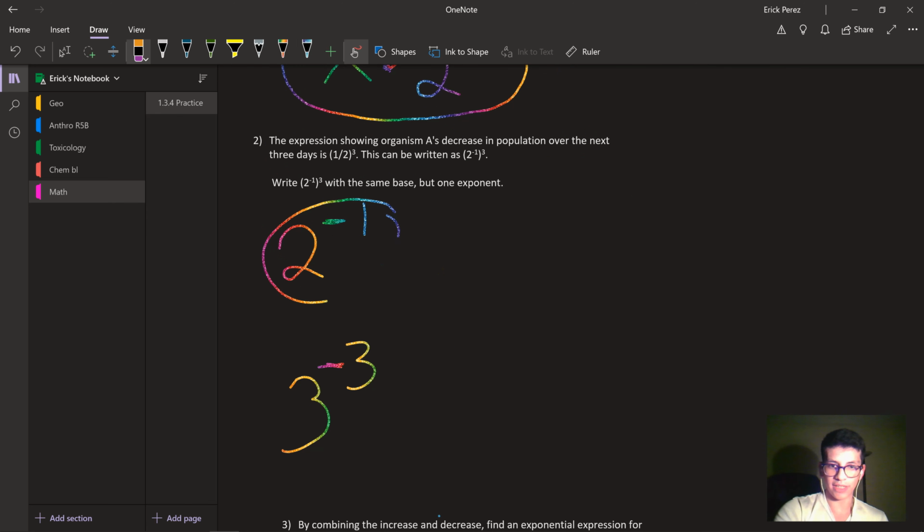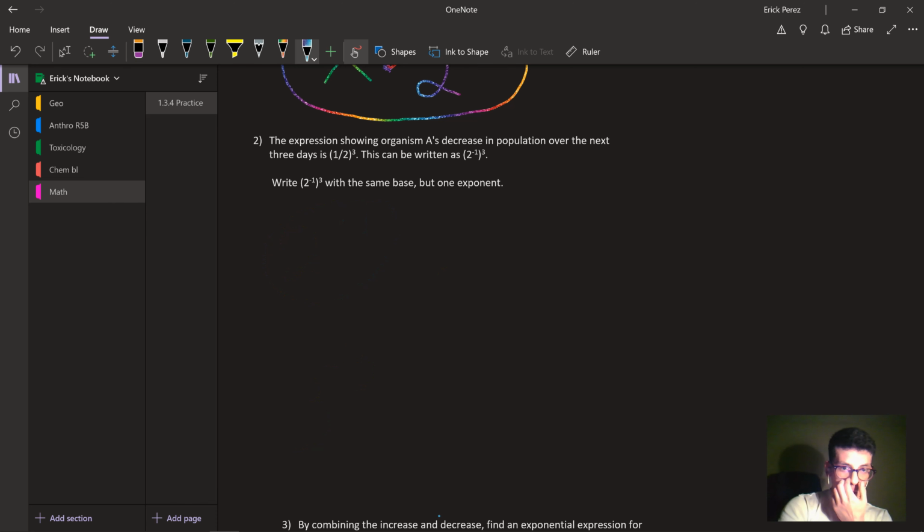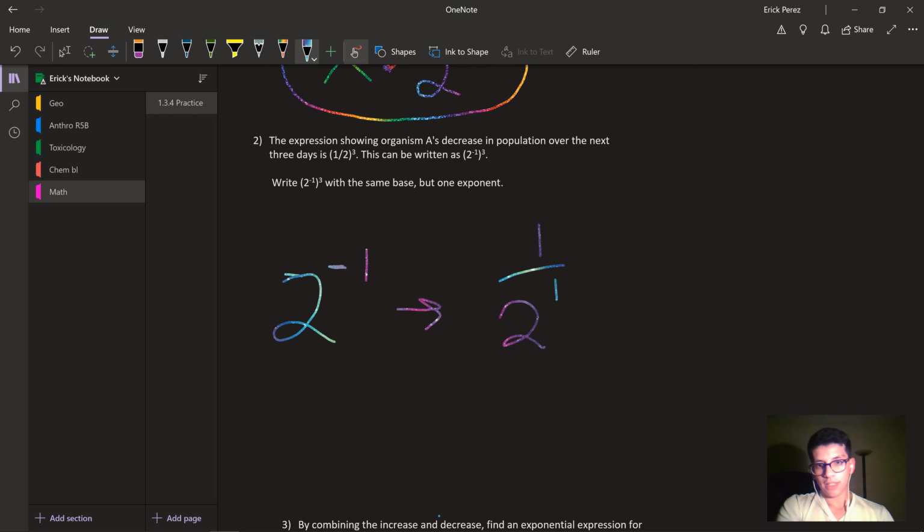So anything to the negative power, you just put it underneath a 1. Okay, so we'll go over this problem. It's saying 2 to the minus 1. Remember, what does that do? All it does is put a 1 over 2 to the 1, right?